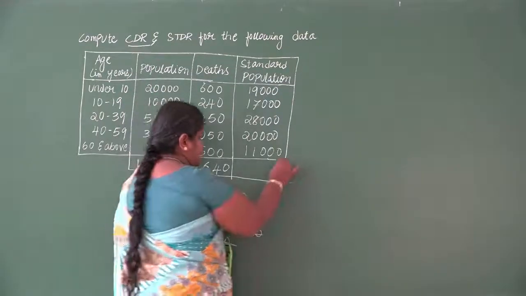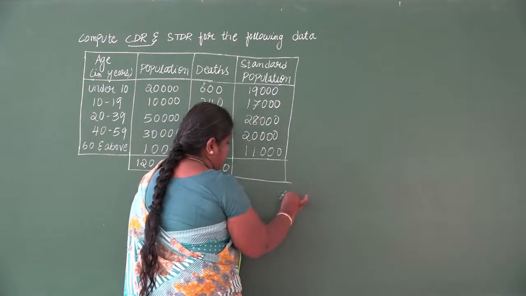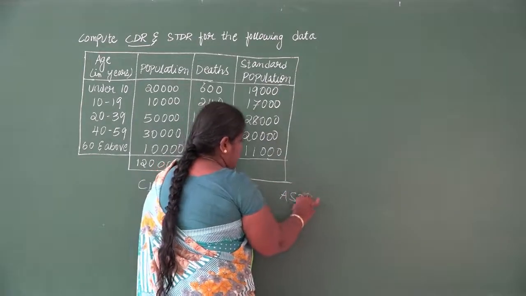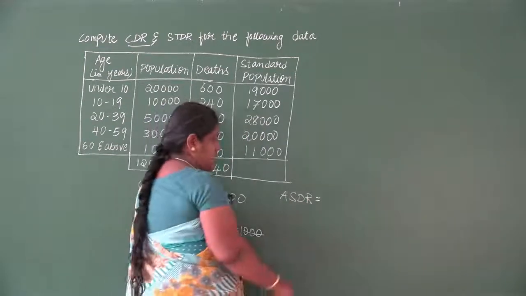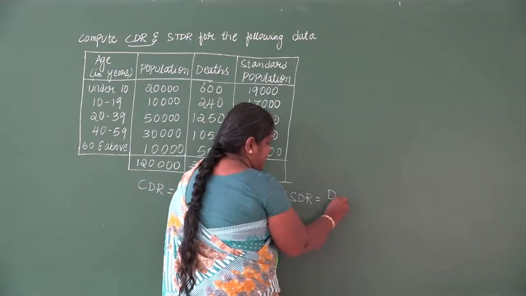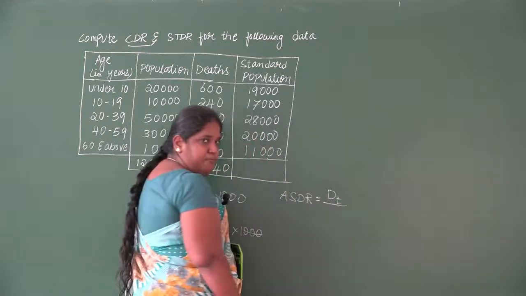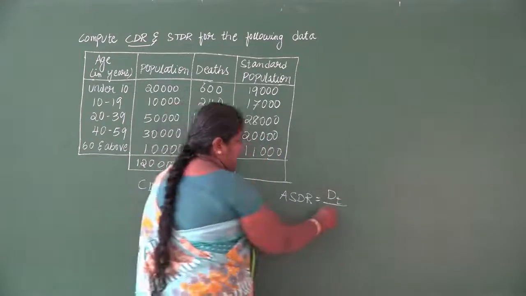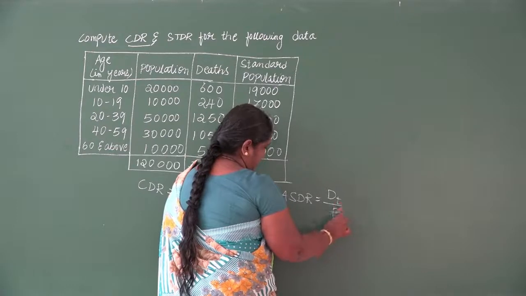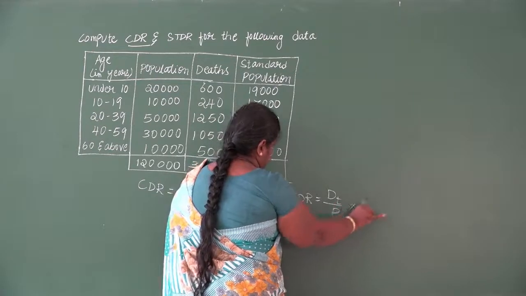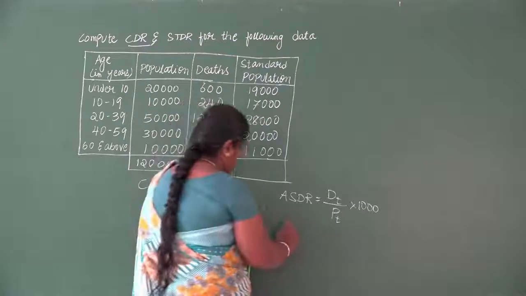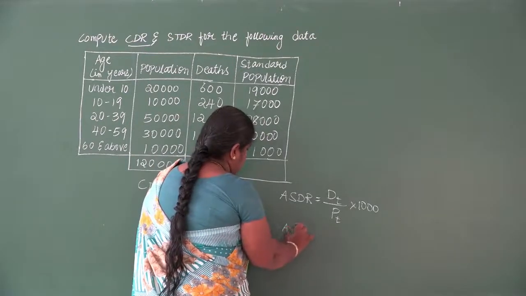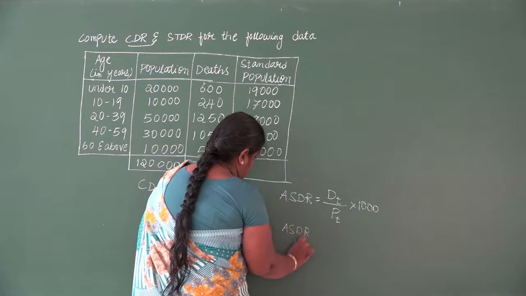Calculate CDR. The second question is standardized death rate. For doing standardized death rate, first we need to calculate ASDR. So before calculating ASDR, we have to write the formula of ASDR. What is the formula? It is the death at the time period T divided by population at the time period T into 1000, and one step calculation is necessary for ASDR.